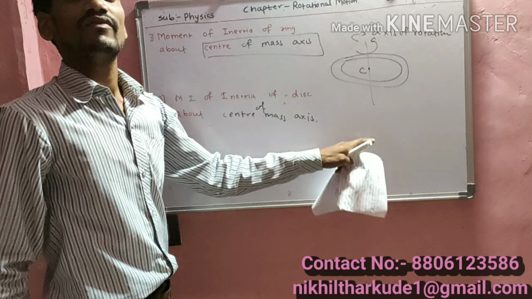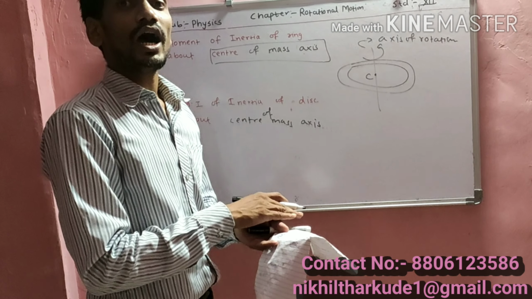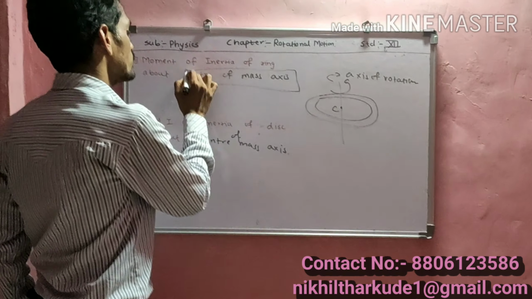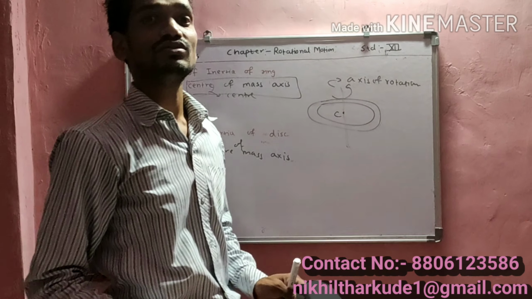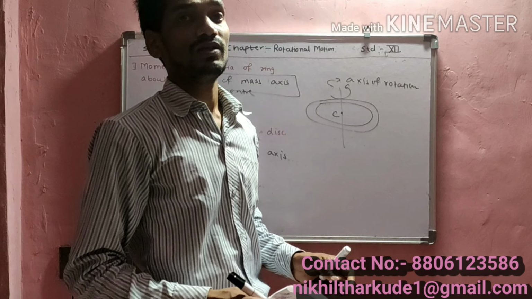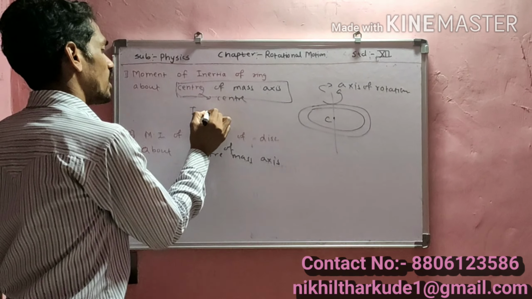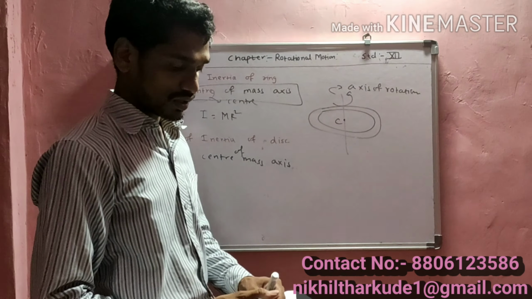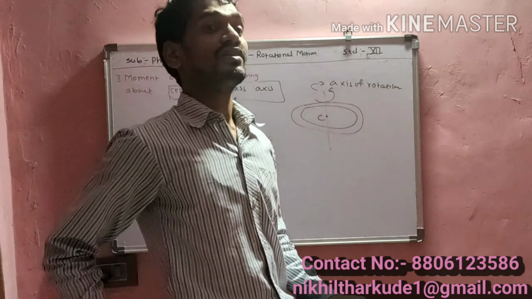Those axes which are perpendicular to the ring and passing through the center. Center of mass means passing through the center. Okay students, those axes which are passing through the center and perpendicular to the laminar body. Consider the ring. We have the standard formula, I is equal to mr square. Remember, the center of mass axis is also called the natural axis.